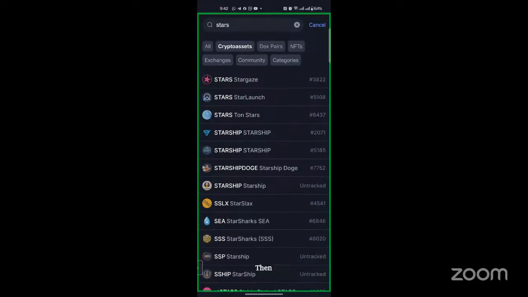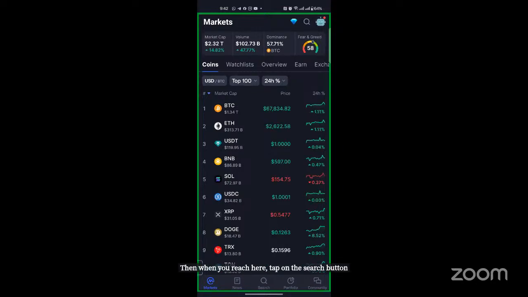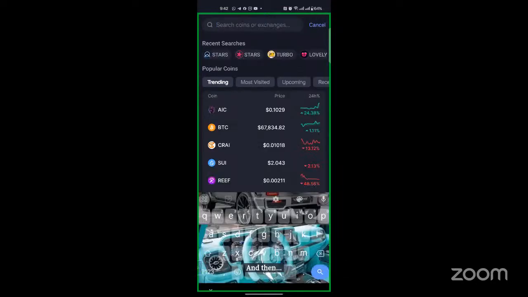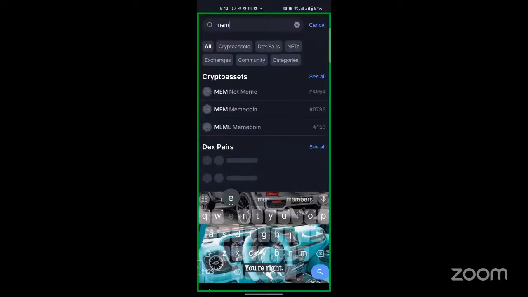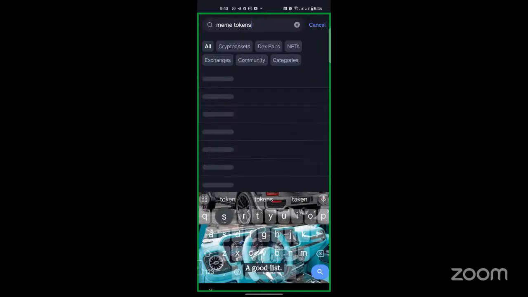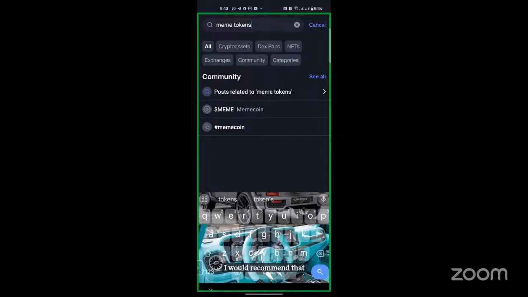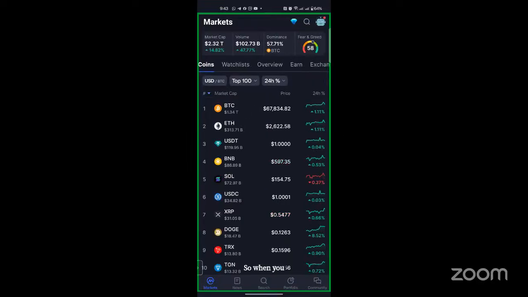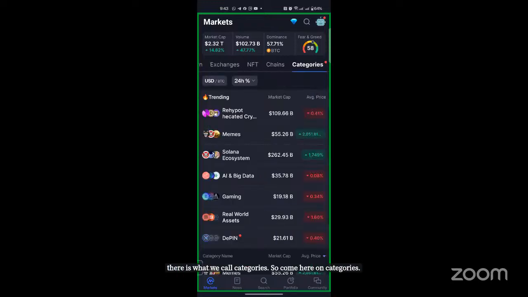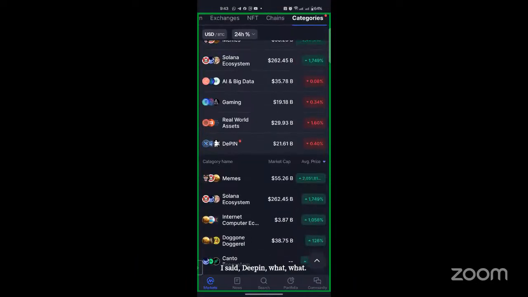Then when you reach here, tap on the search button and then you write meme coins or meme tokens, but this may not give you a good list. So when you come here, there is what we call categories. So come here on categories. They've already grouped them for you. Real world assets, DePIN, what. Then come here on memes. Category memes, they are here.